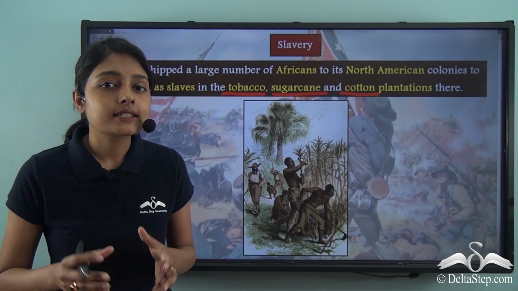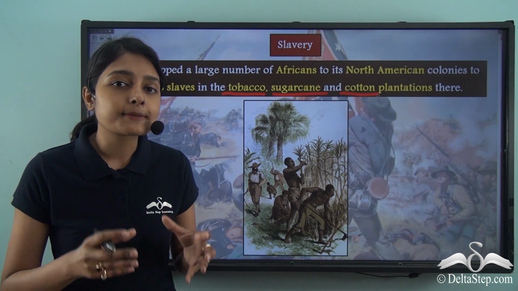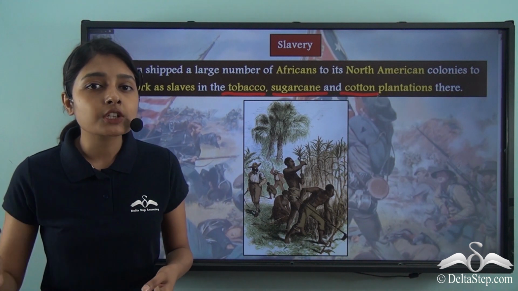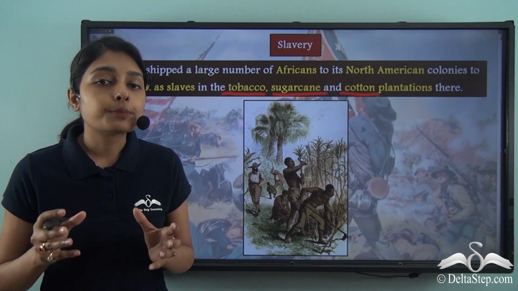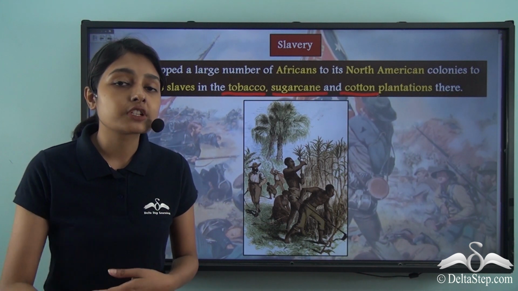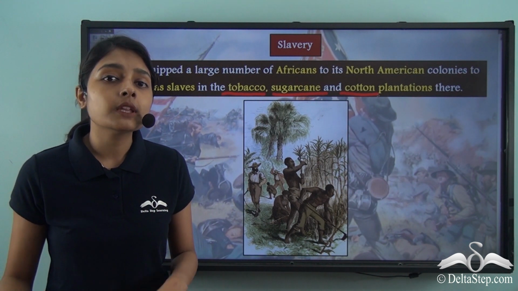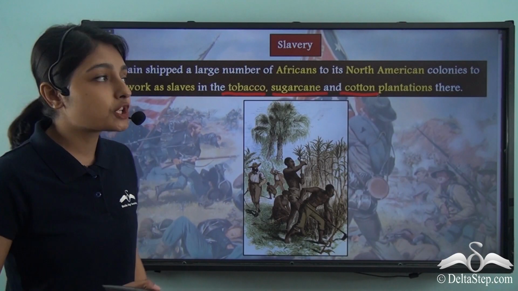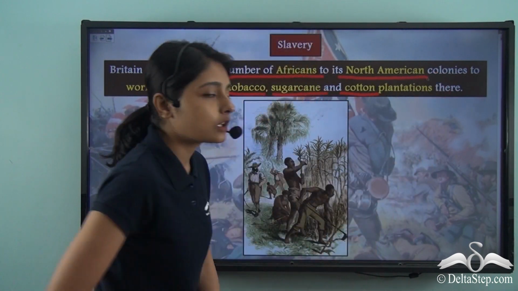Because Britain had set up its colonies in North America only to be able to exploit all the resources, only to be able to extort as much as possible from these lands. Which is why the British colonial rule, or the British government, now thought of a different plan. It now thought of bringing slaves from the distant Africa. So Britain now shipped a large number of Africans to its North American colonies.